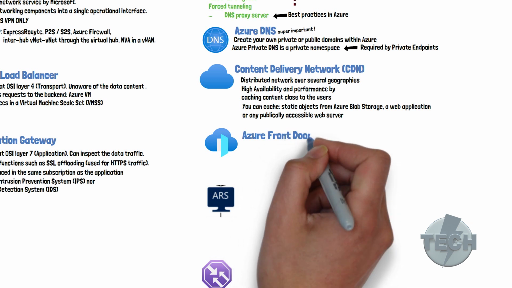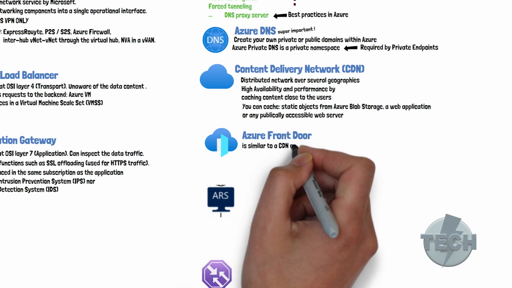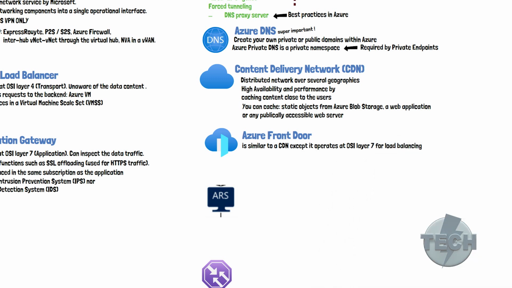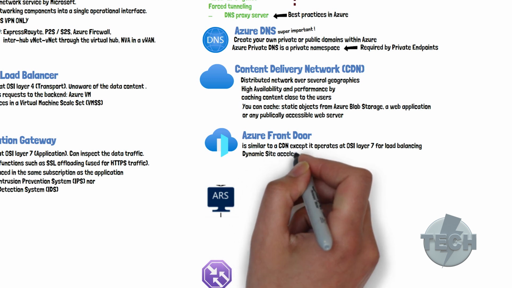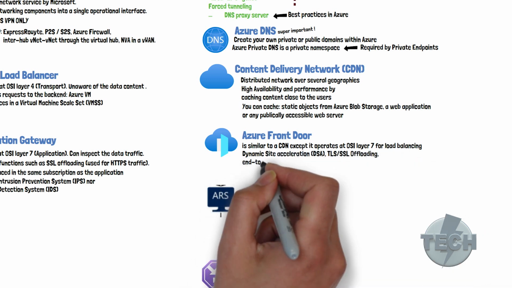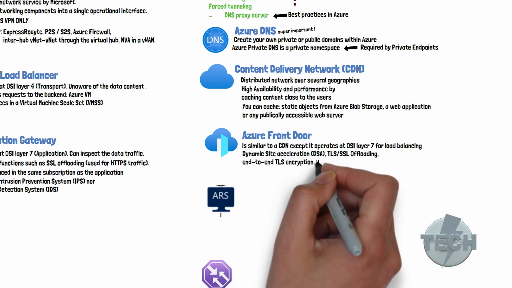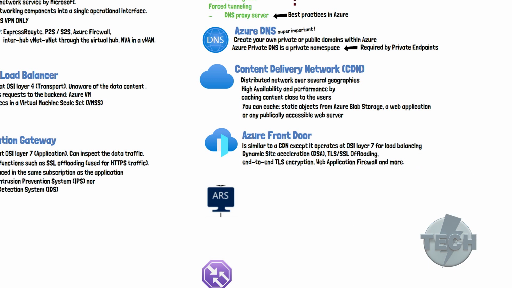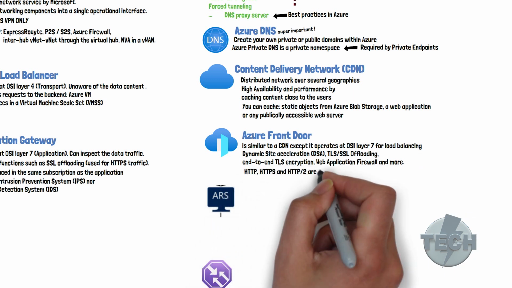Azure Front Door. This is similar to a CDN, except it operates at OSI Layer 7 for load balancing capabilities for your applications. It does dynamic site acceleration, DSA, TLS/SSL offloading, end-to-end TLS encryption, web application firewall, and more. The supported protocols are HTTP, HTTPS, and HTTP/2.